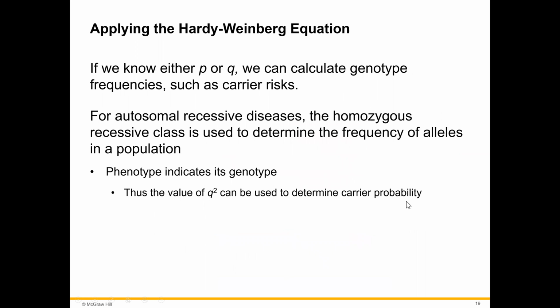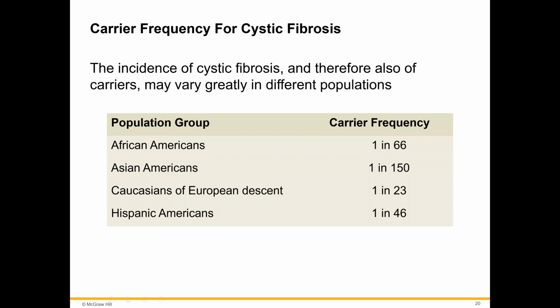So now, how can we apply this formula? Applying the formula: if we know p and q, we can calculate genotype frequencies such as carrier risk. For autosomal recessive diseases, the homozygous recessive class is used to determine the frequency of the allele in the population. Phenotype indicates genotype, so how we look depends on our genotype. Thus, the value of q squared can be used to determine carrier probability. So let's see how it works in a real life example.